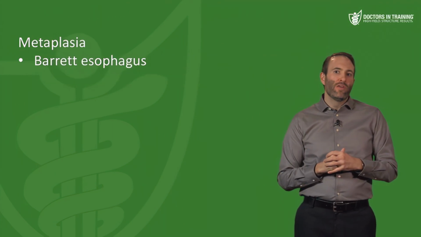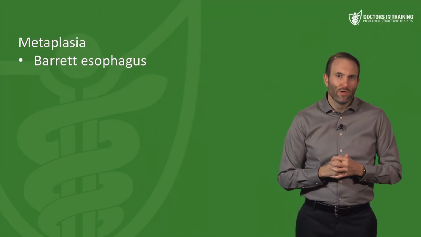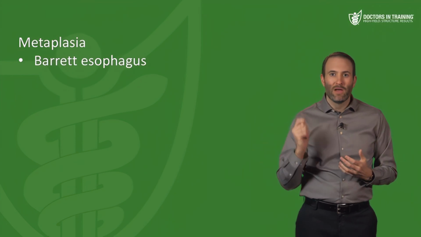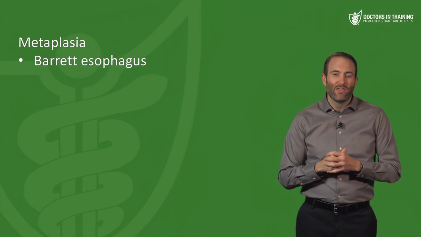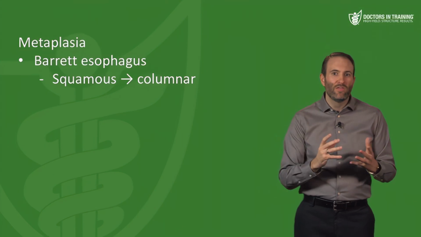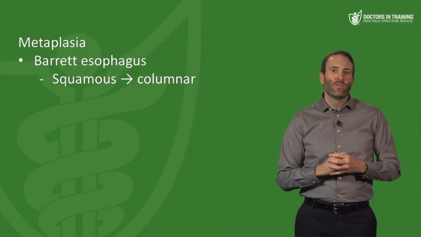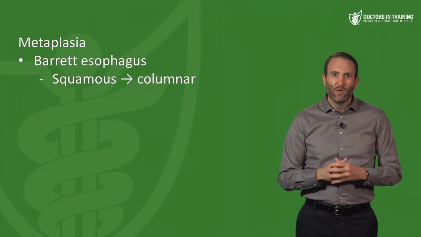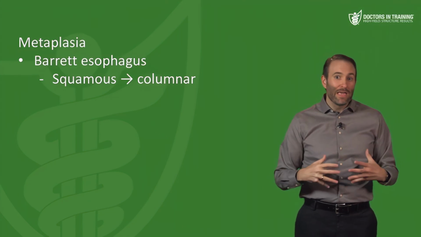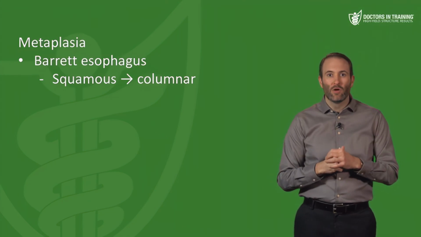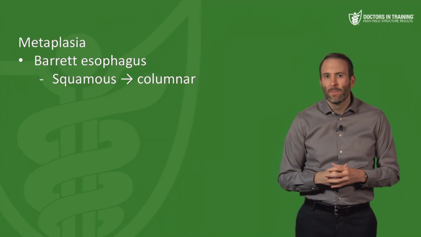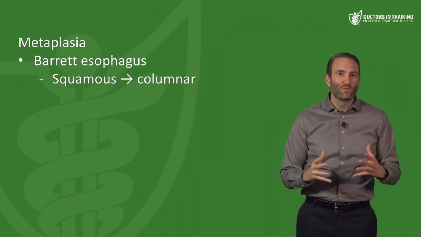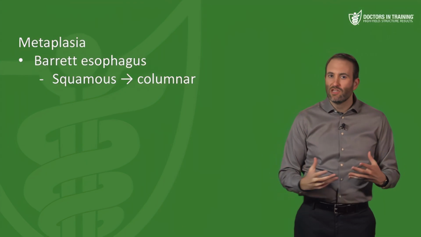Another form of metaplasia that you should be familiar with is called Barrett esophagus or Barrett metaplasia. This is where the normal squamous epithelium of the lower esophagus is replaced by columnar epithelium, which is similar to the epithelium in the stomach and in the intestines. So this is sometimes called intestinal metaplasia as well. Remember, metaplasia is in response to some stress or injury. So what's the injury in this case?